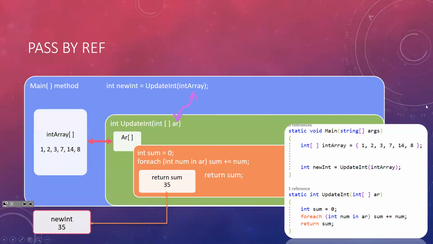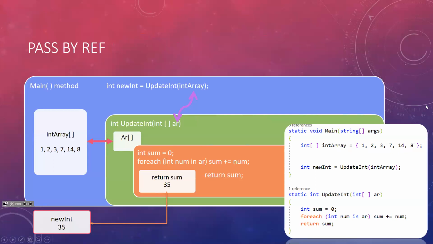Now our update integer method, its parameter list right here looks a little different than what we're used to, but it's not really that much different. It's just saying, oh, I expect a parameter named AR. What data type is it? Oh, it's an array of integers. So that's why it's got the square brackets on it.